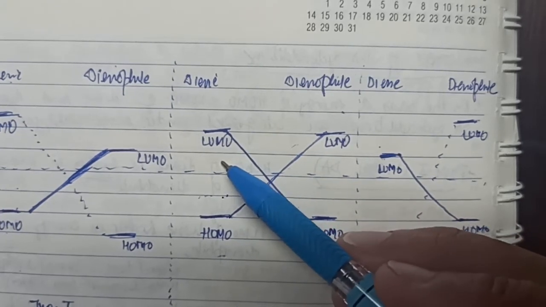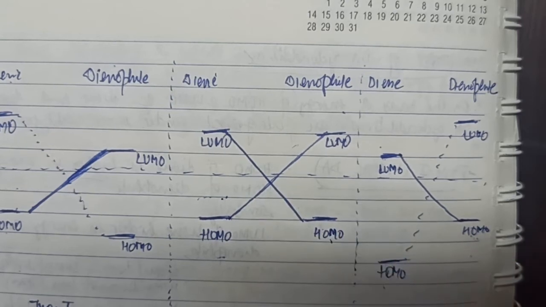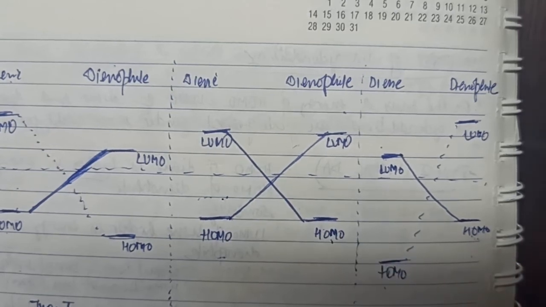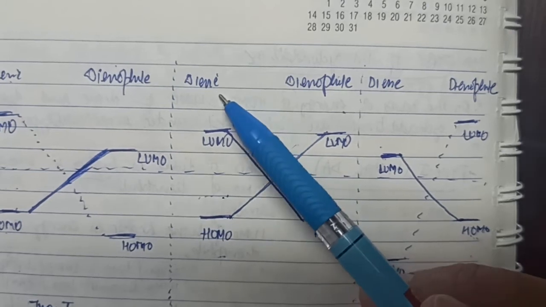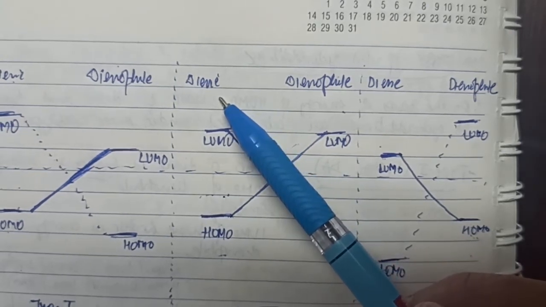If this LUMO comes down, this energy gap decreases. Now if this energy gap decreases, then this interaction is more important, and hence again the reaction speeds up. Therefore, if I substitute the diene with either an electron donating or an electron withdrawing group, the reaction is speeding up.